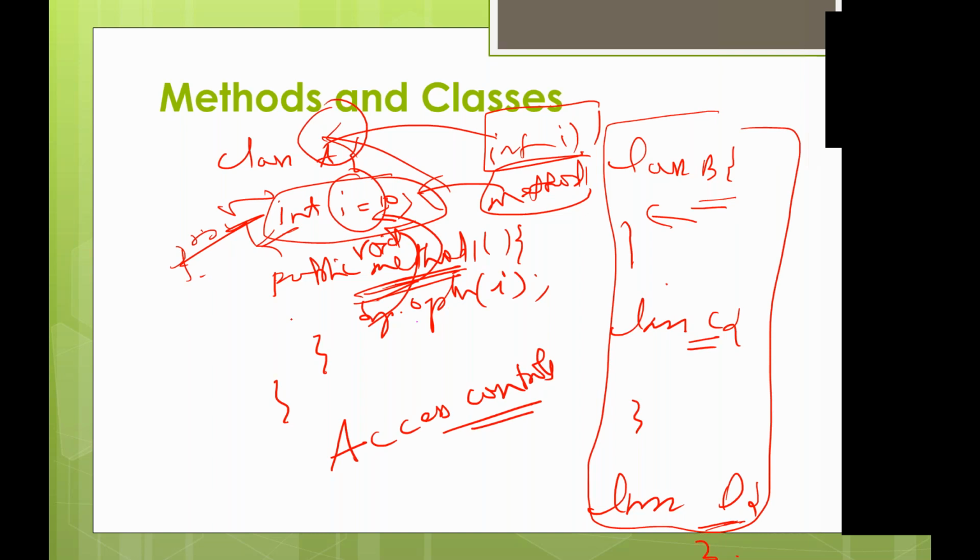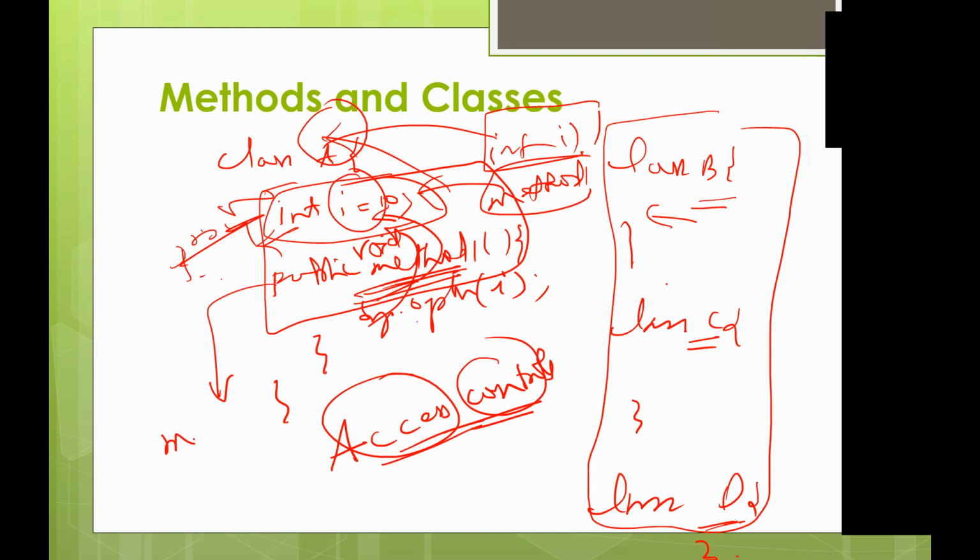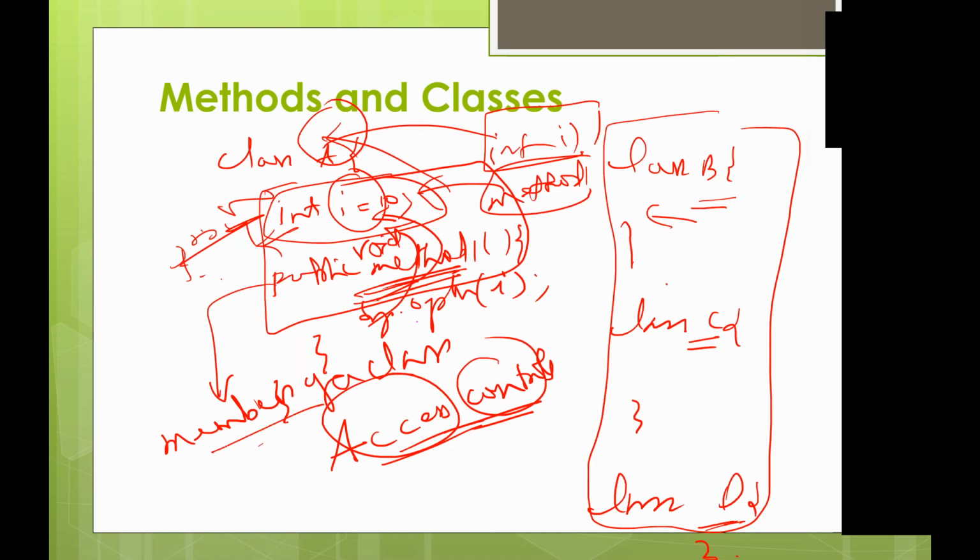It means you are specifying who all can access these members of a class. That is, you are controlling the access to members of a class. So how do you do that? Using access specifiers.